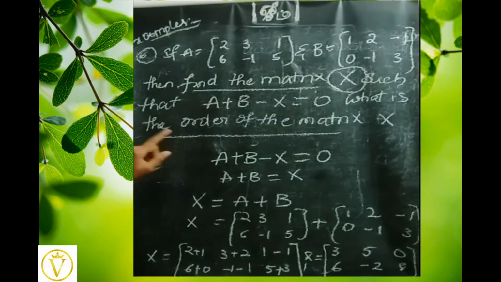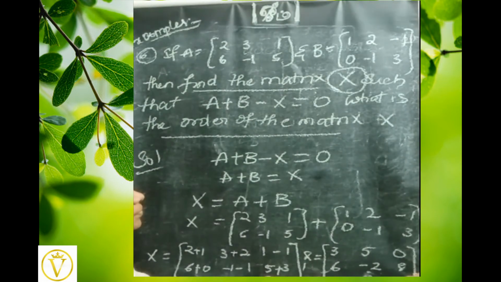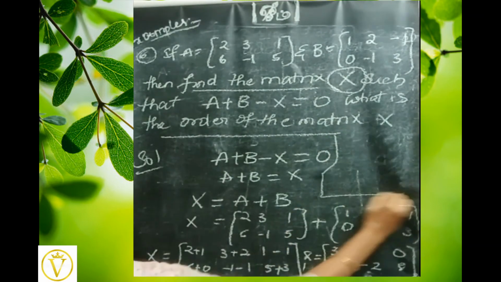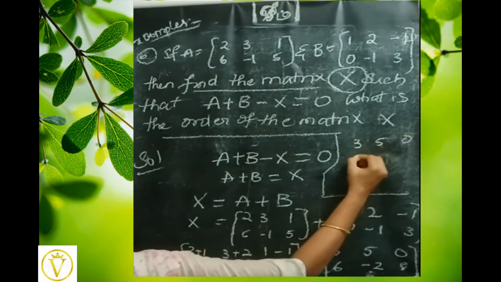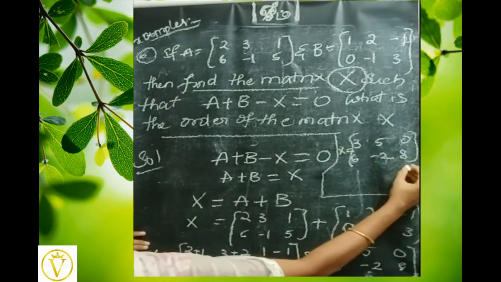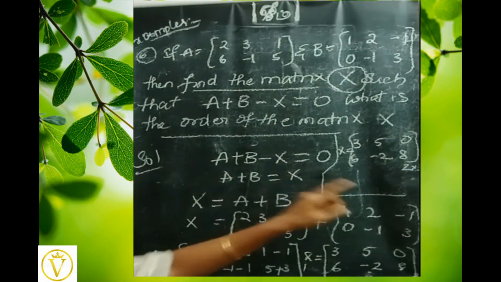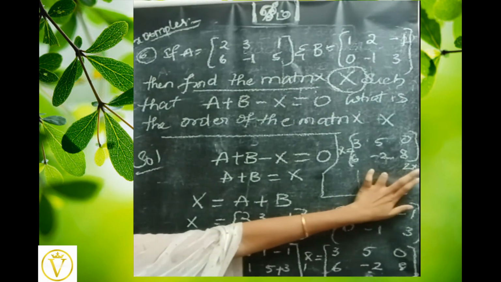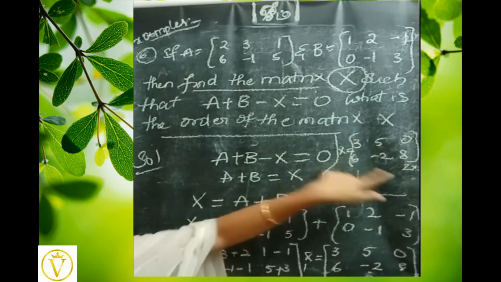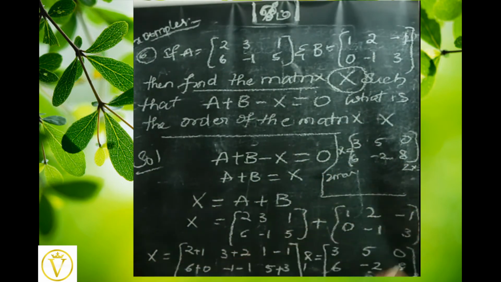And what is the other question? They have asked to find the order. What's the order? 2 rows, so 2 by 3 matrix. So I'll write here. Answer is 3, 5, 0, 6, minus 2, 8. So here X is this, and the order we have to keep here is 2 by 3. Don't confuse. First we have to write the value of row, then after that we go for column. Here 2 rows and 3 columns. That's it. You get 2 marks if they ask it for 2 marks. Okay. Next we'll go for another problem.